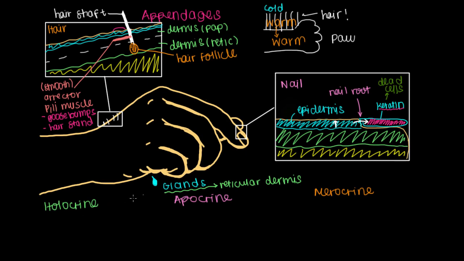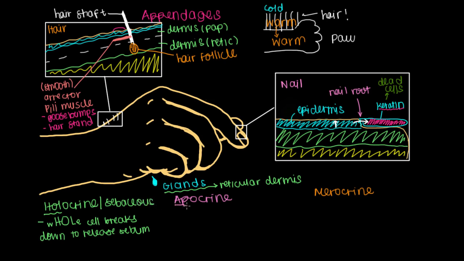The first thing to realize is that the way we name these types of glands indicates how they release their secretions. The holocrine gland releases its secretions by disintegrating the whole cell. So the entire cell breaks down to release what's called sebum. And so another name for holocrine glands is sebaceous glands, because they release sebum.